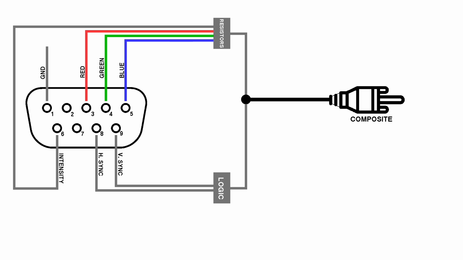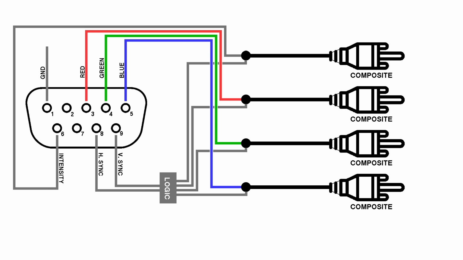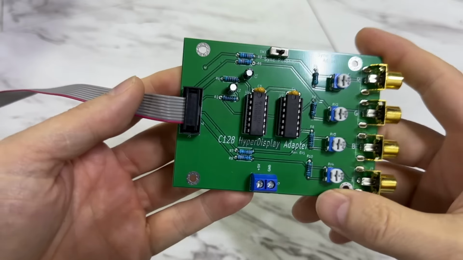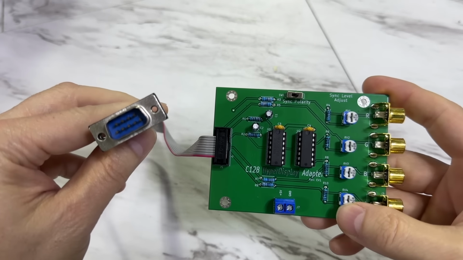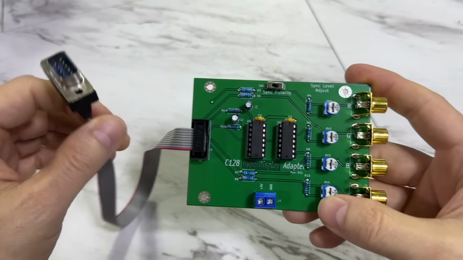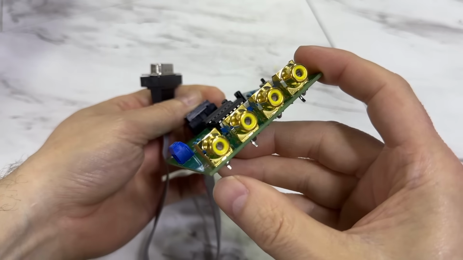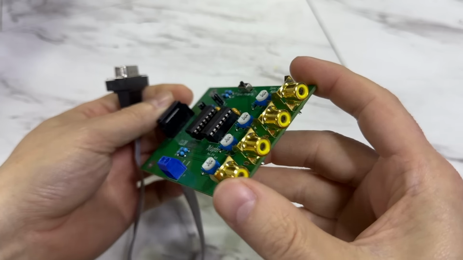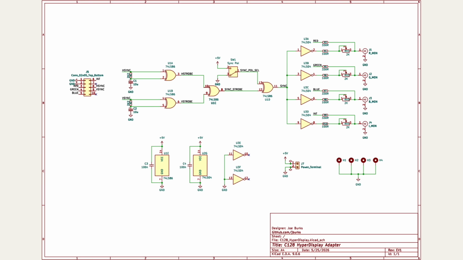So my idea was to break out each of the signal lines to its own monitor and sharing the same sync signal between them like this. And so my friend Joe Burks designed and built this little board for me that does exactly that. It connects to an RGBI video signal and then outputs 4 separate composite signals. The actual schematic looks like this. It's really not that complex, as you can see.